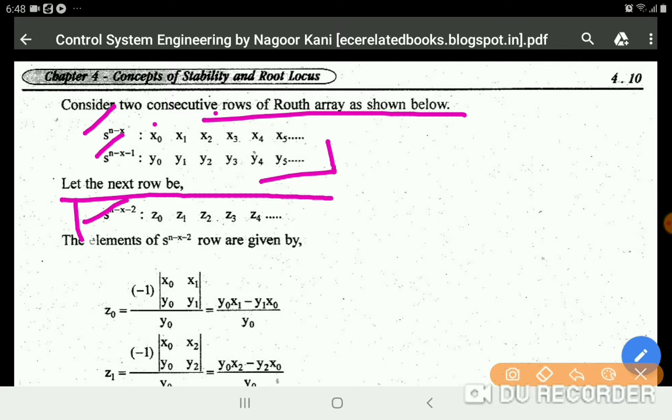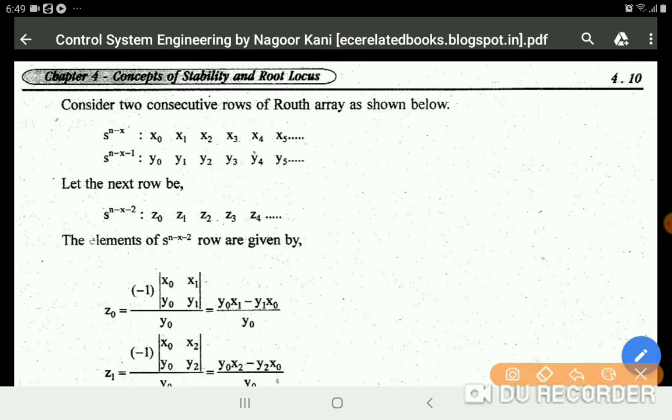The first row is constituted with coefficients x0, x1, x2, x3, x4, x5 and so on. Then similarly the next row, S^(n-1), is y0, y1, y2, y3, y4, y5. Then how to find the next row, S^(n-2), which we call here Z0, Z1, Z2, Z3, Z4. Fine. Now I am going to explain how to find these Z values.